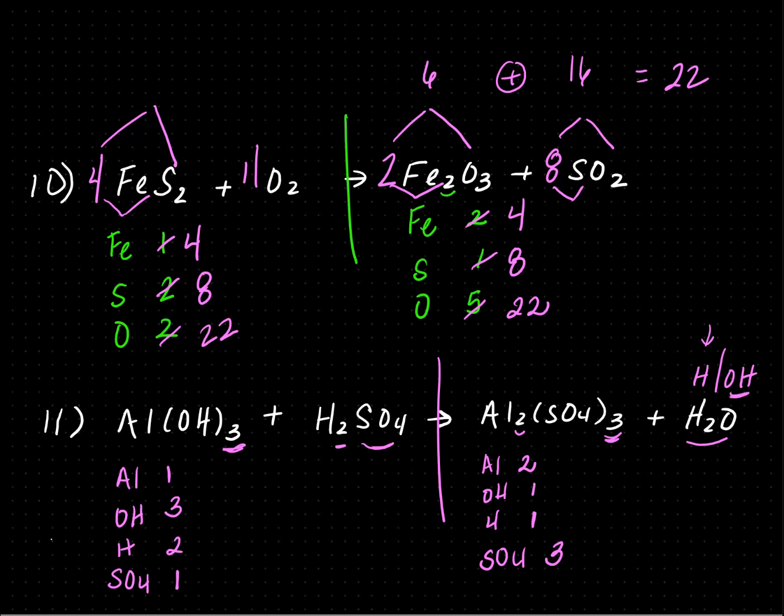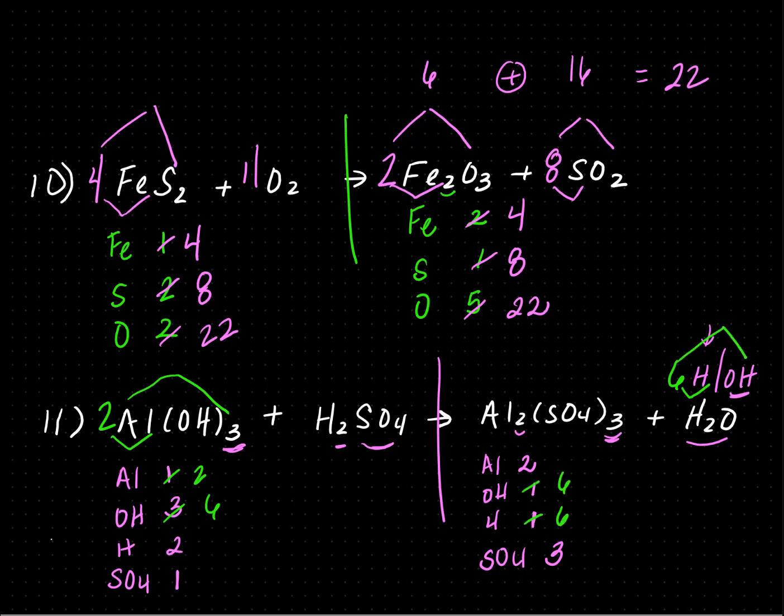So I'm going to start with a 2 as my coefficient to make my aluminums balanced. So 2 times 1 is 2. 2 times 3 is 6. My hydroxides are no longer balanced. To balance it, I need a 6 in front of water. When I do that, I have 6 times 1 will give me 6 hydrogen. 6 times 1 for the hydroxide will also give me 6.